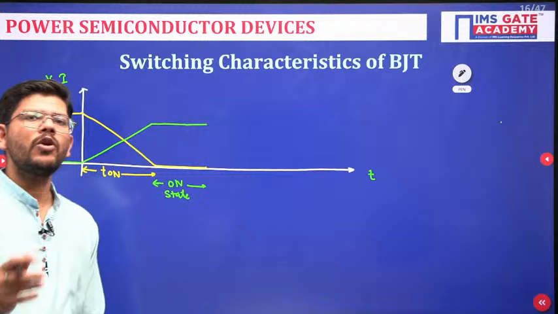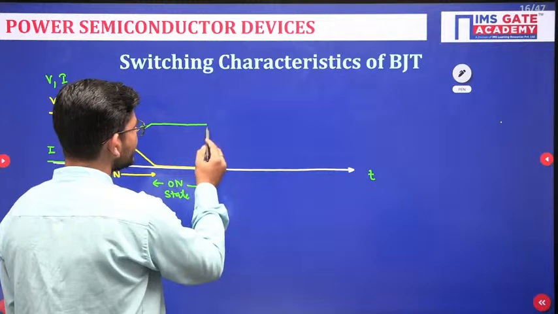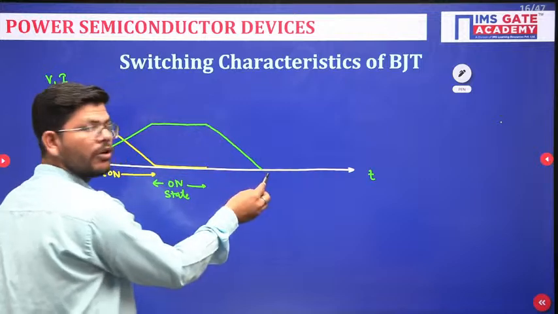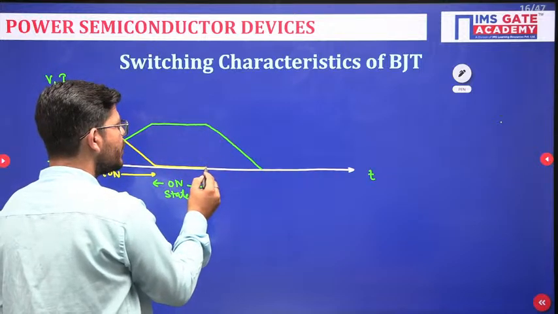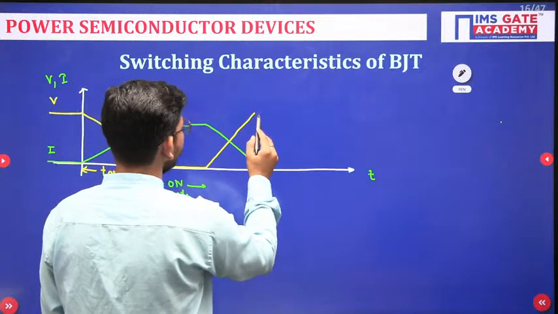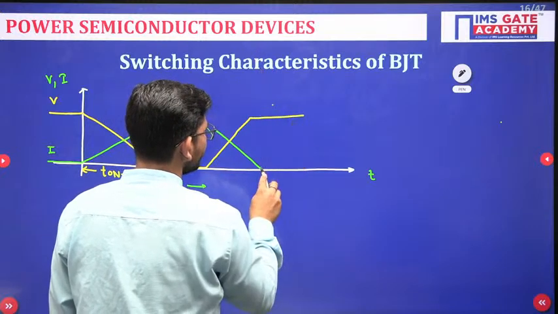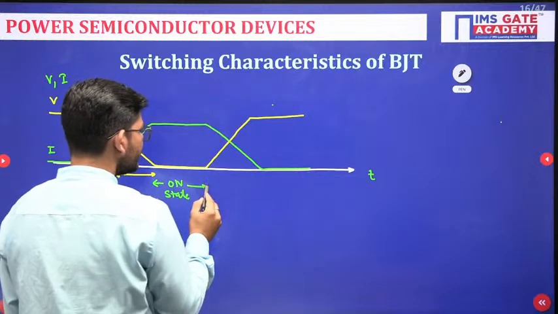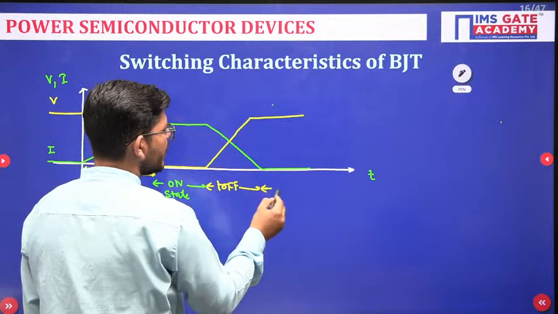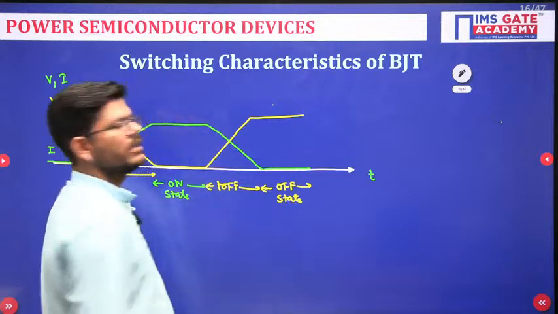Now let us suppose that you want to turn it off. You will apply negative base current, and when you apply negative base current, what will happen? Your current will now drop from full value to zero. And if current is dropping, the voltage is building up. So just see, the voltage built up, and then we have the off process. This is called T off, where you have initiated the off process and now the device has come into the off state. So this is how the complete transition will happen.